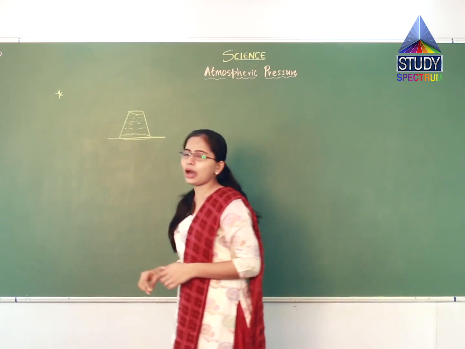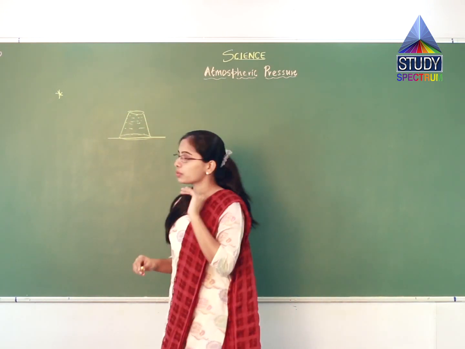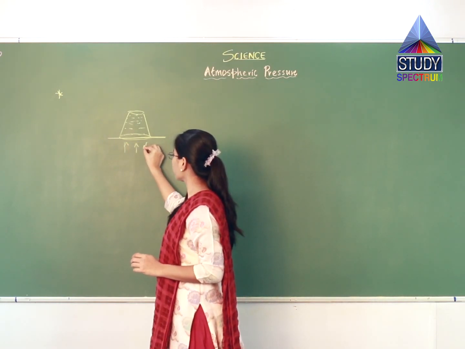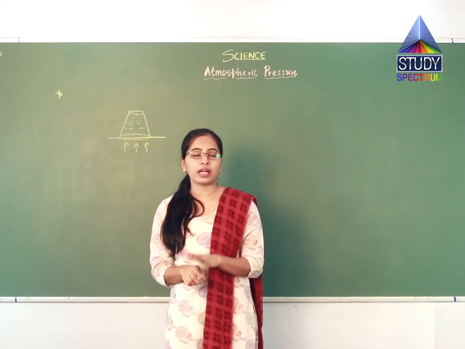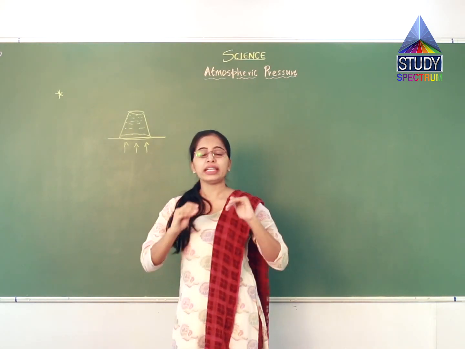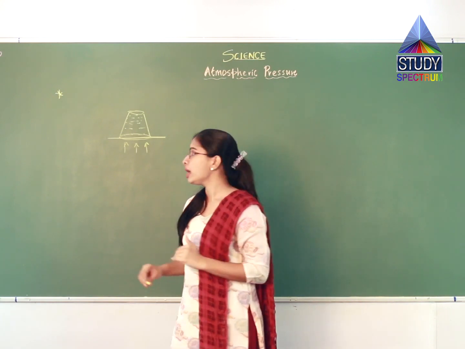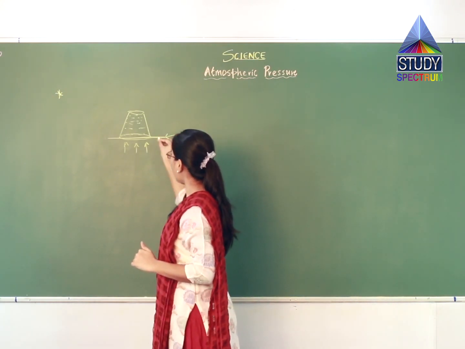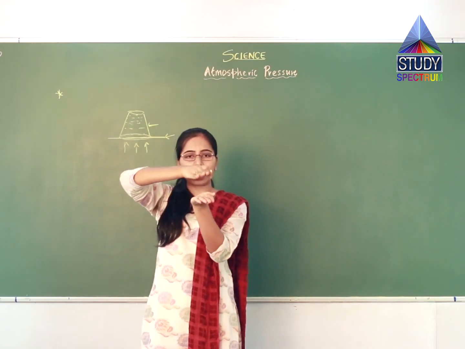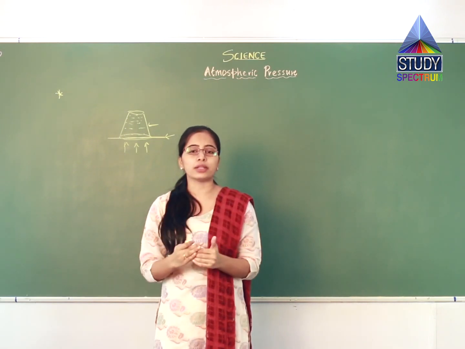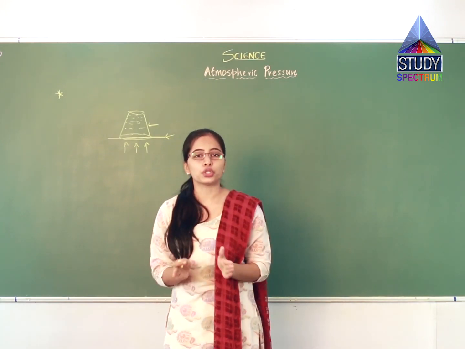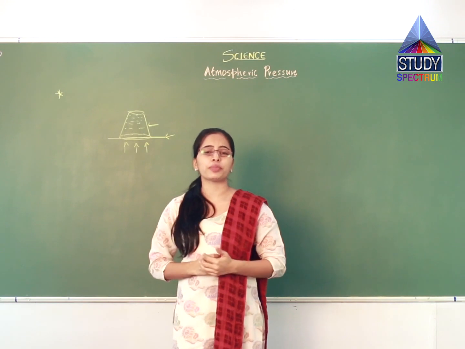Now how is this happening? From the downward side, atmospheric pressure is acting, so it is minimizing or reducing the area between this paper and the glass. Means the gap between the card and the glass is reduced or made zero, so there is no space for the water or juice to spill out. So this is the best example of atmospheric pressure here.